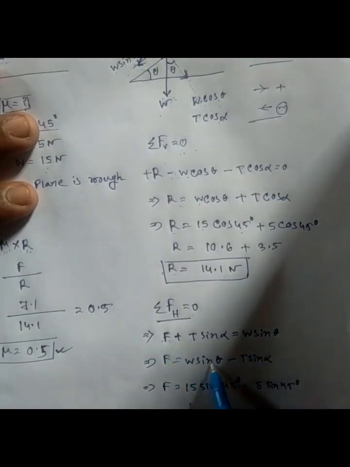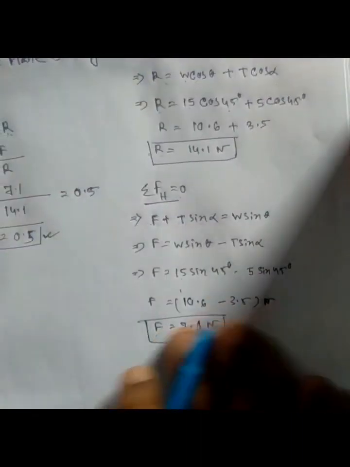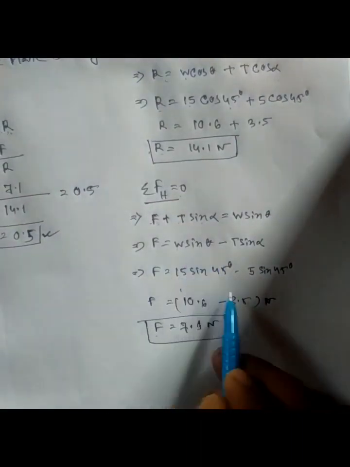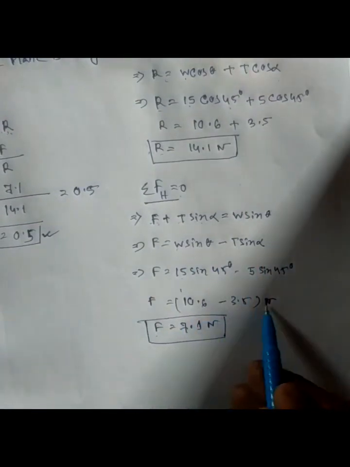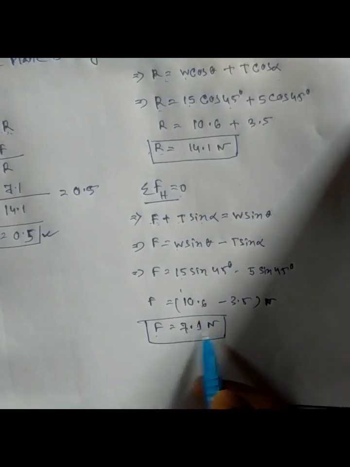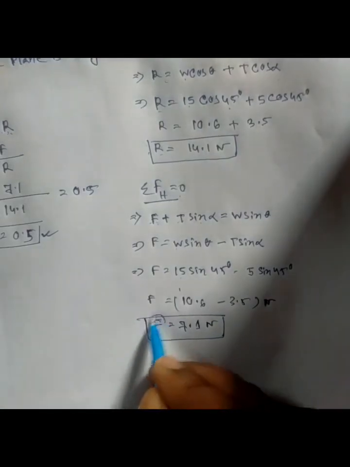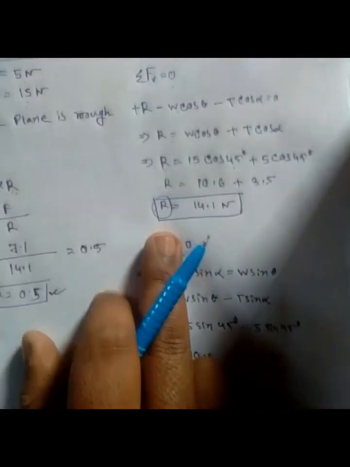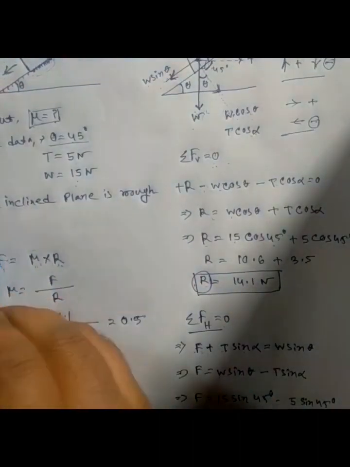F equals W sin theta, and crossing over, minus T sin alpha. Now putting in the values, W is 15, theta is 45 degrees, alpha is 45 degrees and T is 5. Solving the equation, this is 7.1 newtons. F is the frictional force. So now we know the frictional force and the reaction force, put in these values.